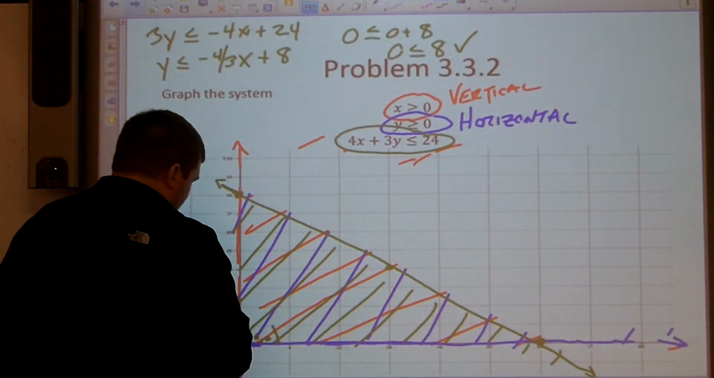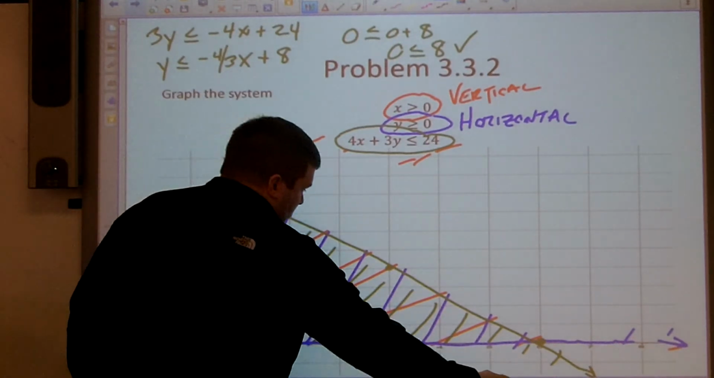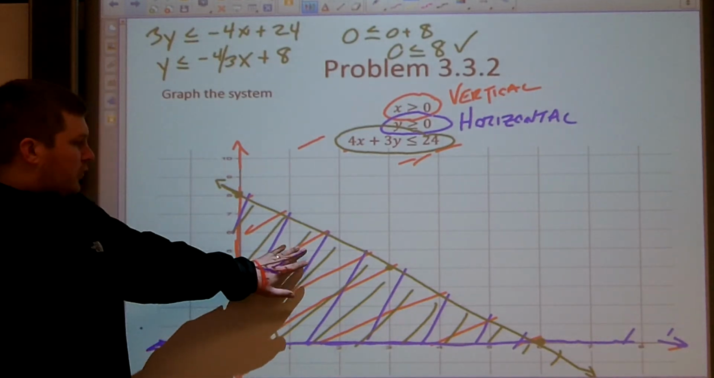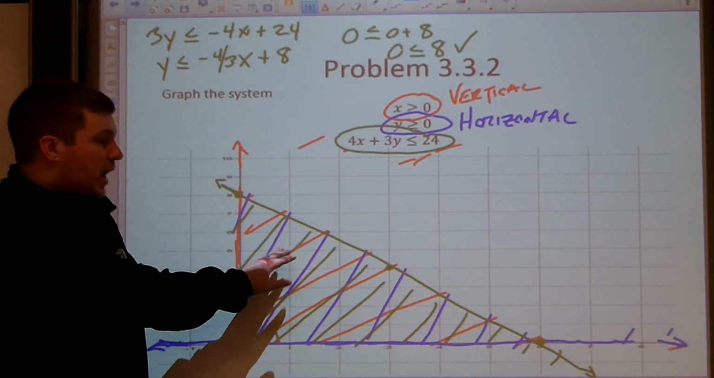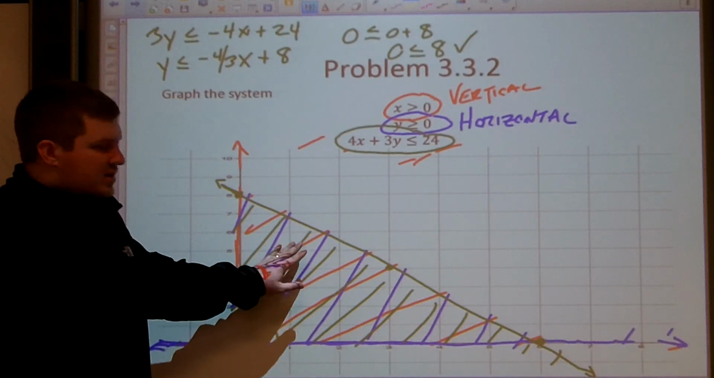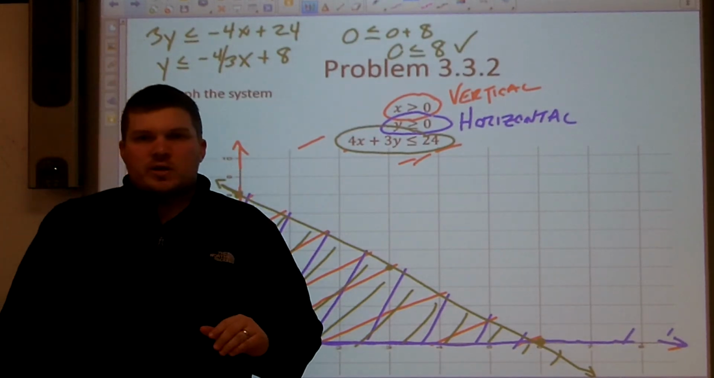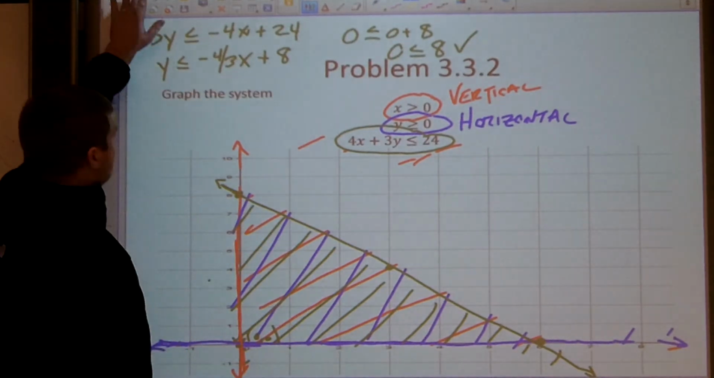Remember, this was a solid line. My solution is this triangle that's got all three colors in it. It's got the red, it's got the blue, and it's got the green. Any point inside this triangle right here that I've created will satisfy all three inequalities. And that's it for graphing and solving linear inequalities.